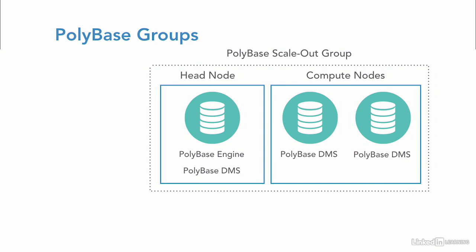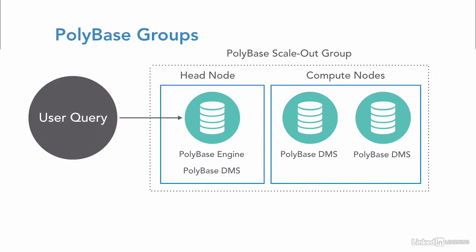One instance will be designated the head node, and it'll be the instance that users will submit queries to. Then the scale-out group will have a number of separate compute nodes. These nodes can be added and removed from the scale-out group as needed to maintain a consistent level of service as demands fluctuate. When queries are submitted to the head node, it passes off portions of the query that refer to external tables to the compute nodes for execution through a Polybase Data Movement Service, or a DMS.